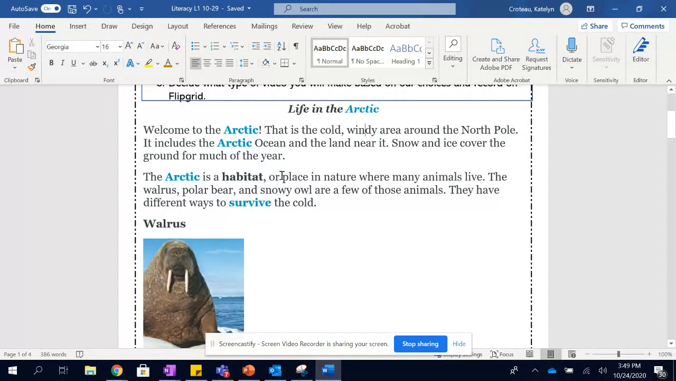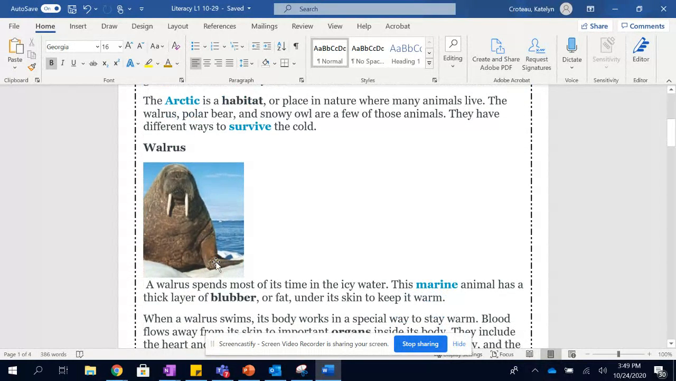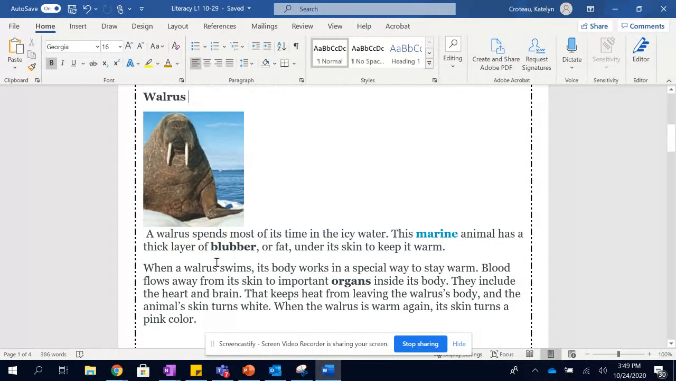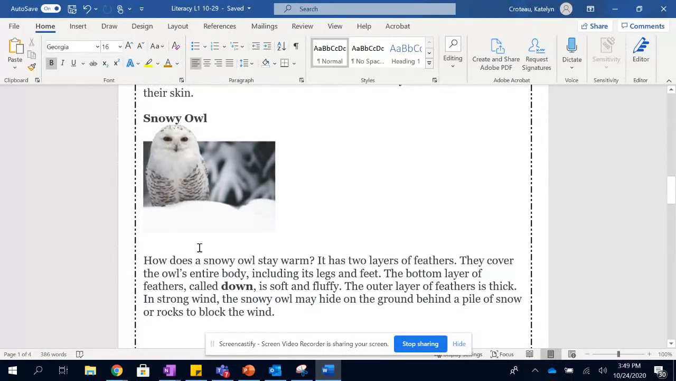The Arctic is a habitat, or a place in nature where many animals live. Notice the context clue. It is giving us the definition for habitat right next to it, after that comma. The walrus, polar bear, and snowy owl are a few of those animals. They have different ways to survive the cold. So it looks like we're going to hear about 3 animals that live in the Arctic and how those 3 animals survive the cold. Okay, the first is our walrus. Then it looks like we have a polar bear and a snowy owl.